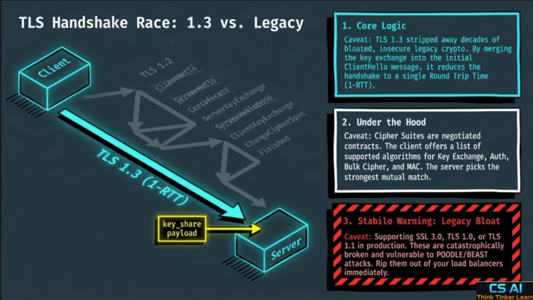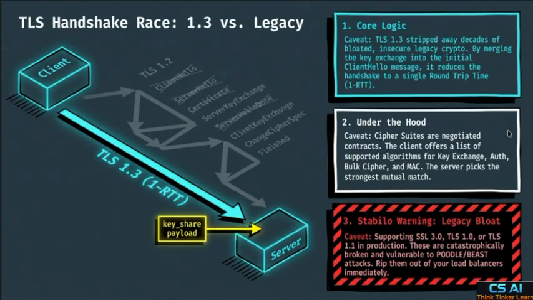Legacy TLS required multiple round trips before data could be sent. TLS 1.3 stripped away decades of bloated, insecure crypto and merged the key exchange into the very first client hello message. This reduced the handshake to a single round trip.